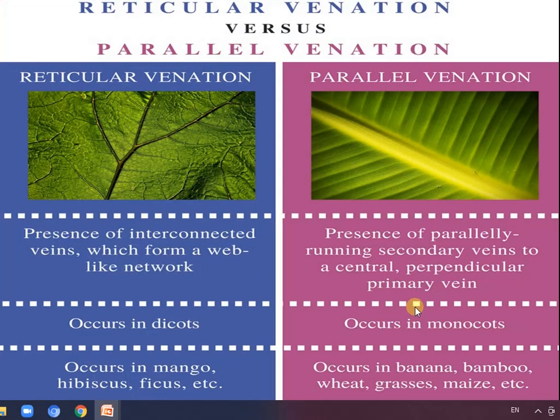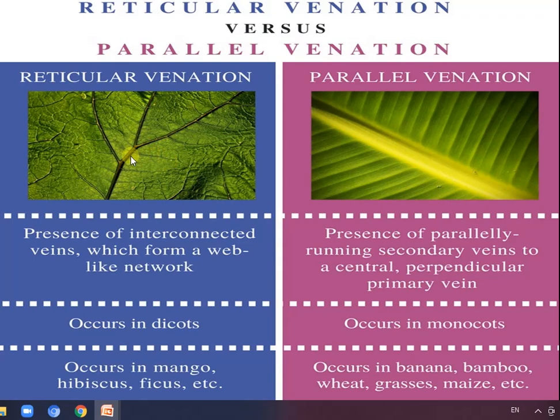What is the difference between reticulate venation and parallel venation? Reticulate venation: presence of interconnected veins which form a web-like network. Parallel venation: presence of parallelly running secondary veins to the central vein.